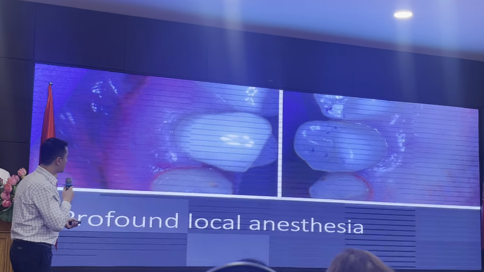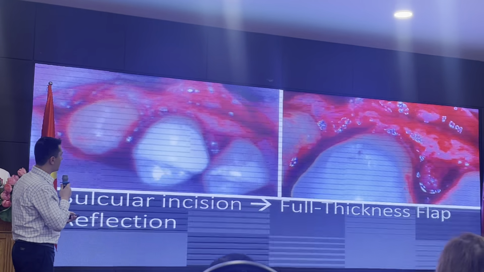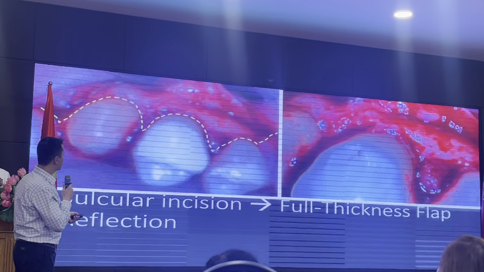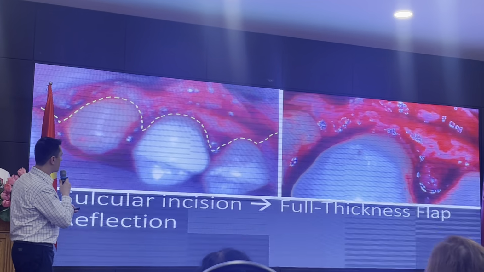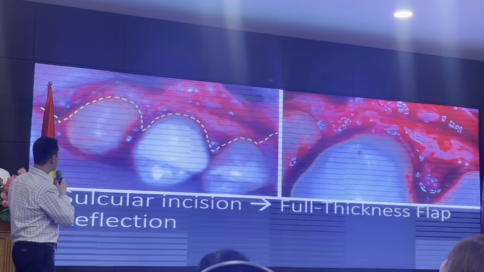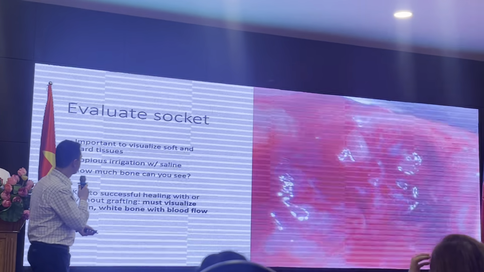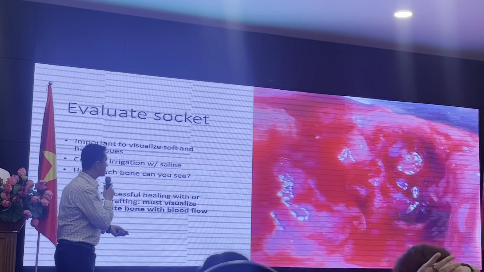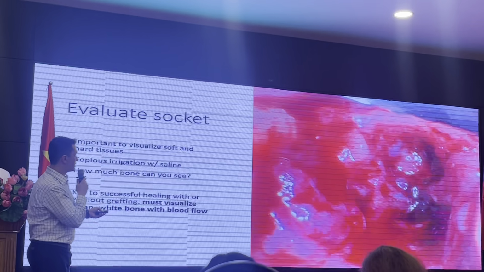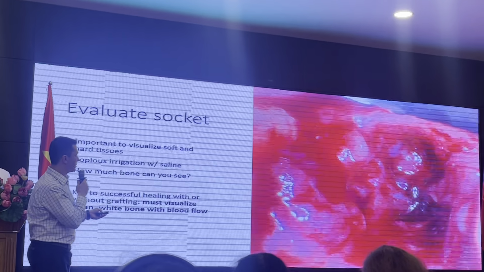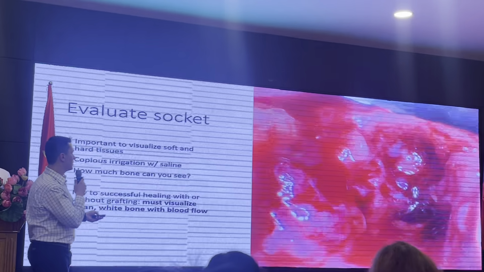So here's our step by step. We have flap reflection, and this was our yellow dotted line, our incision line. We created a sulcular incision here. And this is our extraction site. We pulled the tooth, and over here is the buccal bone. A very thin amount of buccal bone is present here because there is an apical fenestration on the buccal area.